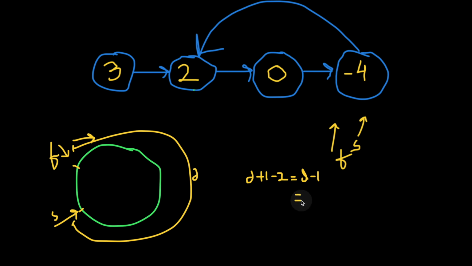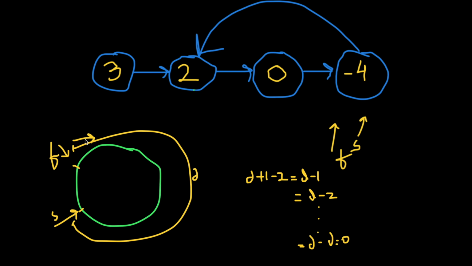So in the next iteration it will be d minus 2, and it will continue until it becomes d minus d, which is 0. That means they will meet at this point. So when the slow pointer is moving one step ahead and the fast pointer is moving two steps ahead, it is guaranteed that they will meet at some point in the cycle.